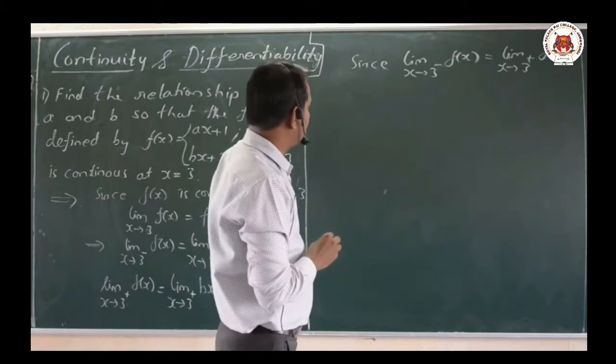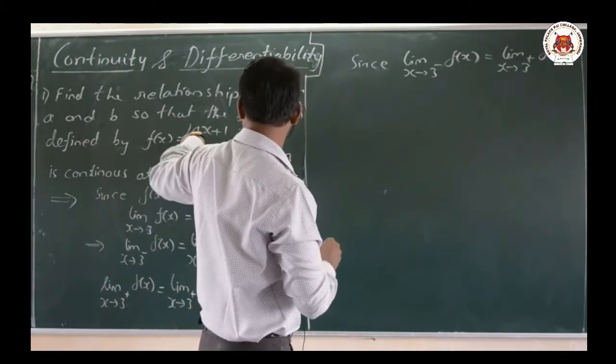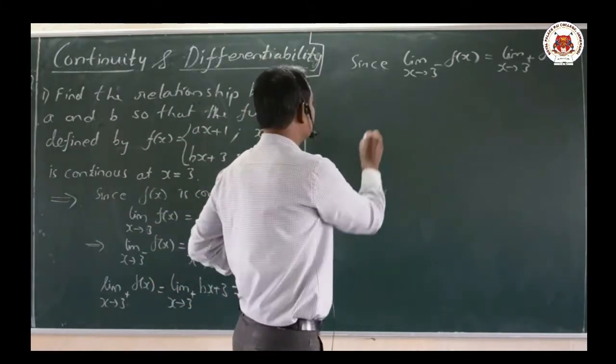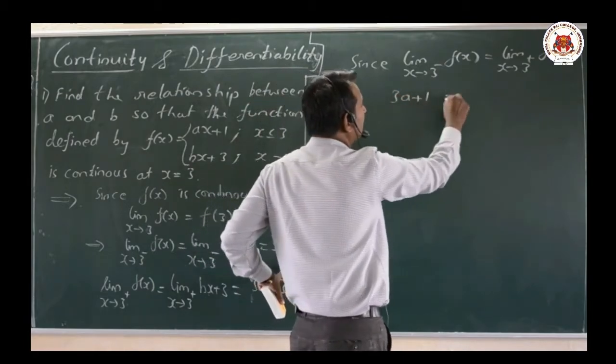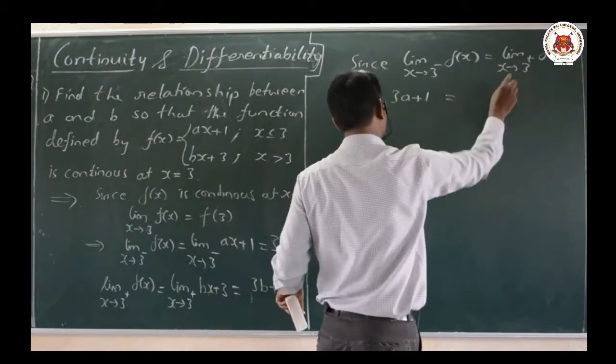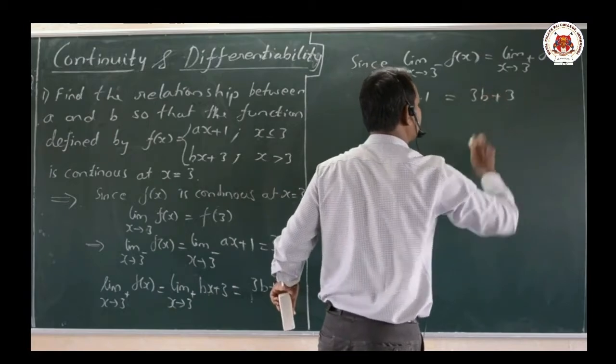Now what is the 3 minus value here? The left hand limit. What is the value we got here? That is 3a plus 1. And here the right hand limit, what is the value we got? That is 3b plus 3.